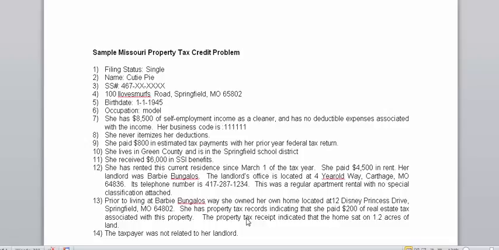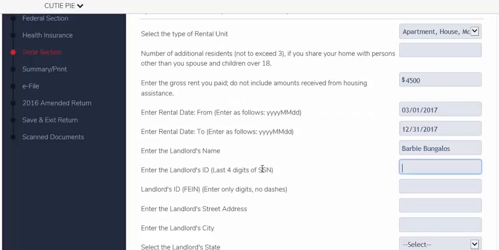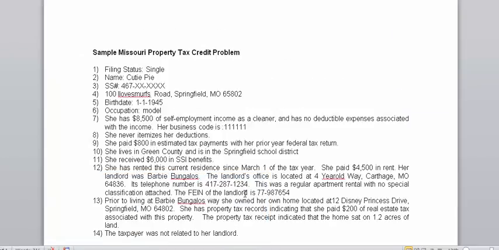It was Barbie Bungalows. And we have to have the last 4 digits of the landlord's social security number or the FEIN, which is the federal tax identification number essentially. And we have to have one or the other of those two, or else this won't calculate for the taxpayer. We see it is 77987-654.